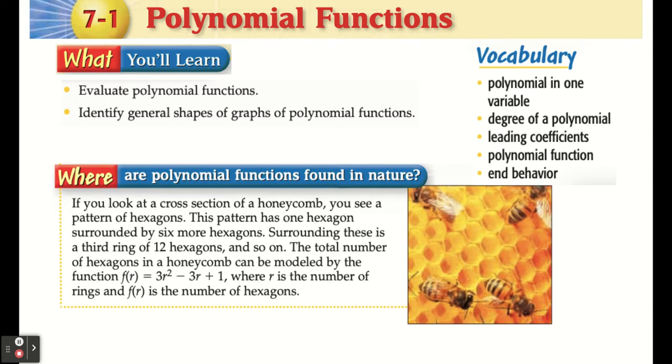Where are polynomial functions found in nature? If you look at a cross-section of a honeycomb, you see a pattern of hexagons. This pattern has one hexagon, surrounded by 6 more hexagons. Surrounding these is a third ring of 12 hexagons, and so on. The total number of hexagons in a honeycomb can be modeled by the function f of r equals 3r squared minus 3r plus 1, where r is the number of rings and f of r is the number of hexagons.